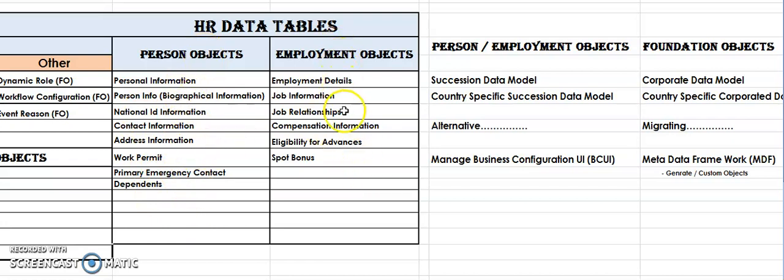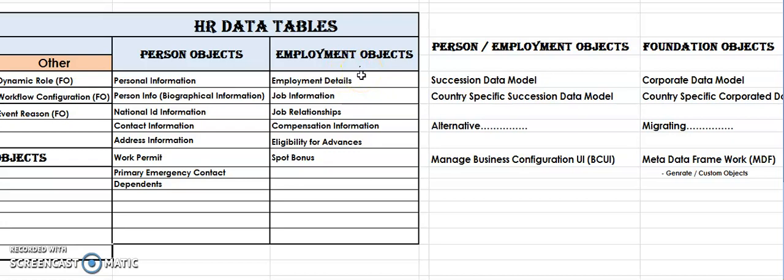Next, if you move to the employment objects, we have employment details, job information, job relationships, compensation information, eligibility for advances, spot bonus. These are all the objects which come into the employment objects section.